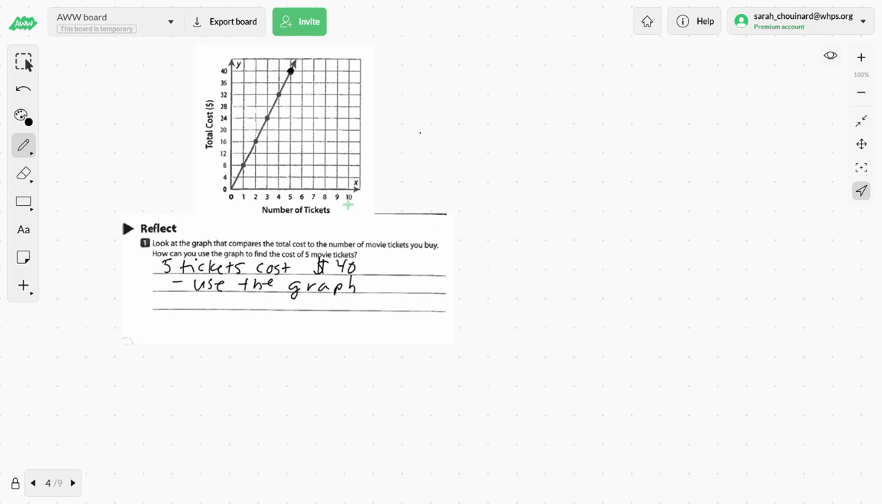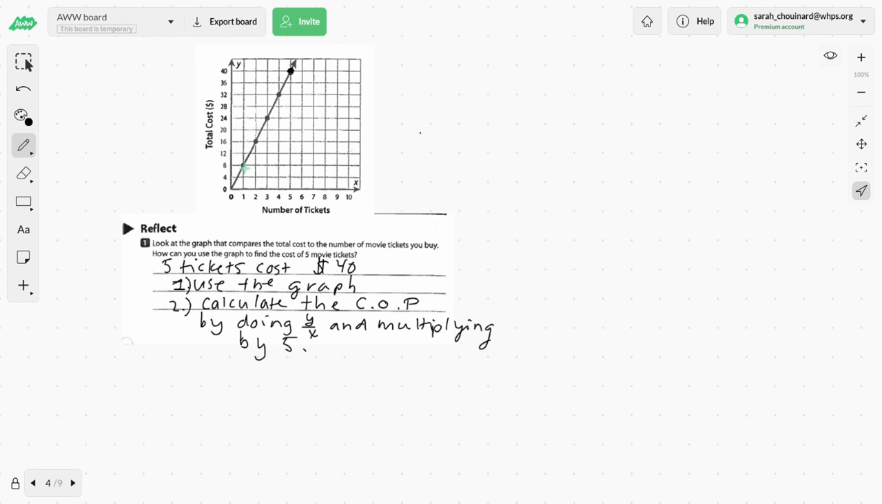But what if I wanted to know 10 tickets? That's not on this graph. So this is one method. The second method is to calculate the constant of proportionality, which is the unit rate, by doing y divided by x and multiplying by 5.